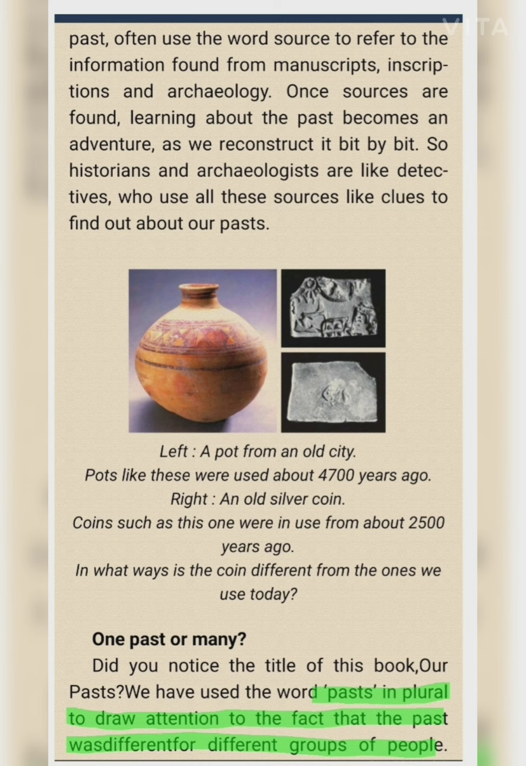Similarly, archaeologists and historians found different small sources which they bring together and try to find out about our past. The image on the left side is a pot from an old city. These types of pot were used 4700 years ago, and on the right side is an old silver coin which was used 2500 years ago. So, next point: one past or many.